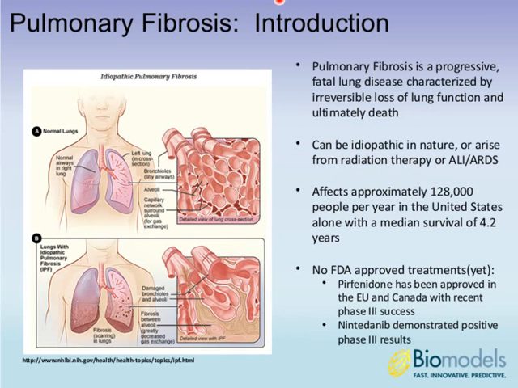It's a progressive fatal lung disease characterized by irreversible loss of lung function, ultimately death. Pulmonary fibrosis can be idiopathic in nature. It can arise from radiation therapy or even, to some degree, following acute lung injury or ARDS. It affects approximately 128,000 people per year in the United States and has an approximate median survival of 4.2 years. Currently in the United States, there are no FDA-approved treatments at this point.